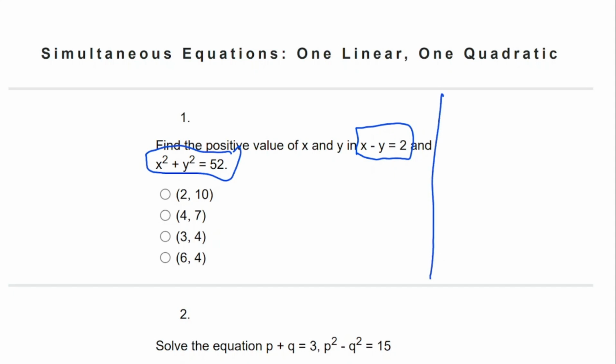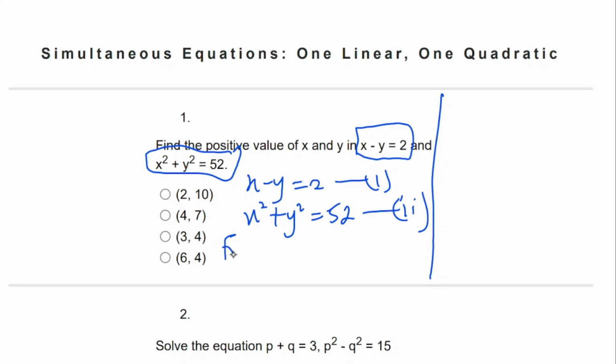To do this is not something that is hard. We have explained that in the lecture video, but let's look at it and see how we're going to go about it. The first thing is that in equation 1, we can write x minus y equals 2. This is equation 1, and x squared plus y squared equals 52 is equation 2. From equation 1, we have x equals 2 plus y. We're using the substitution method, right? So this gives us equation 3.